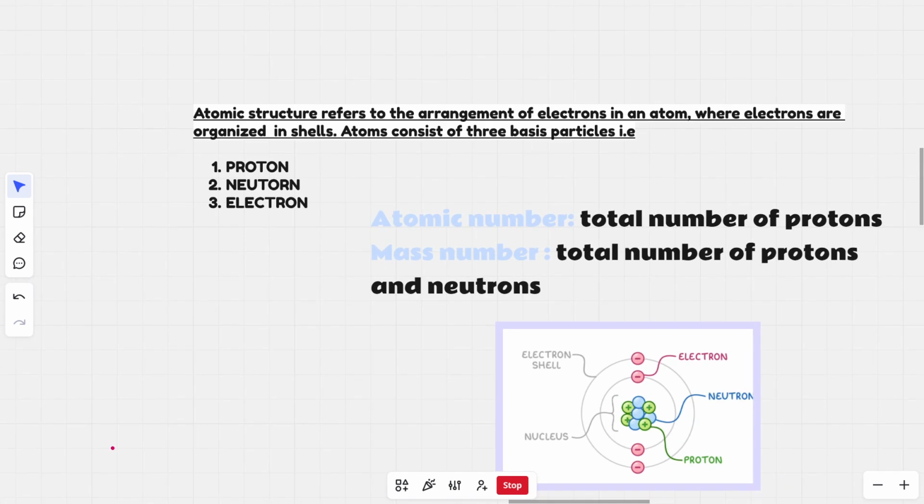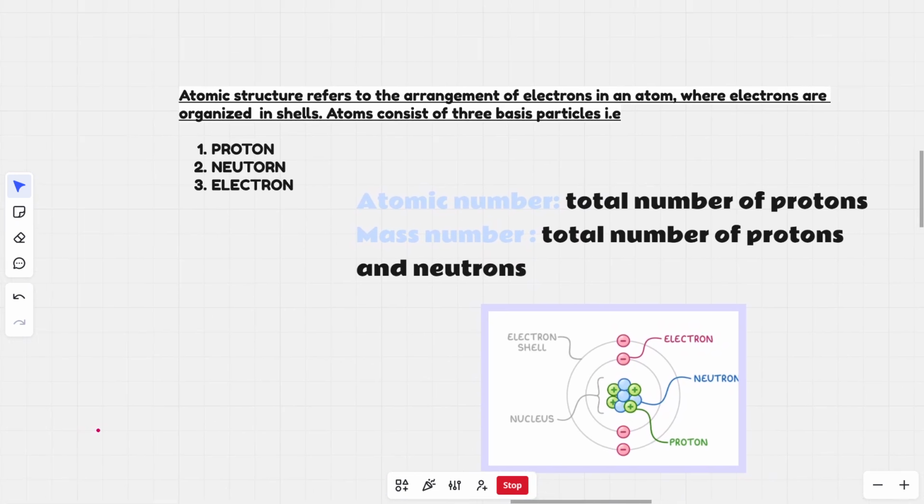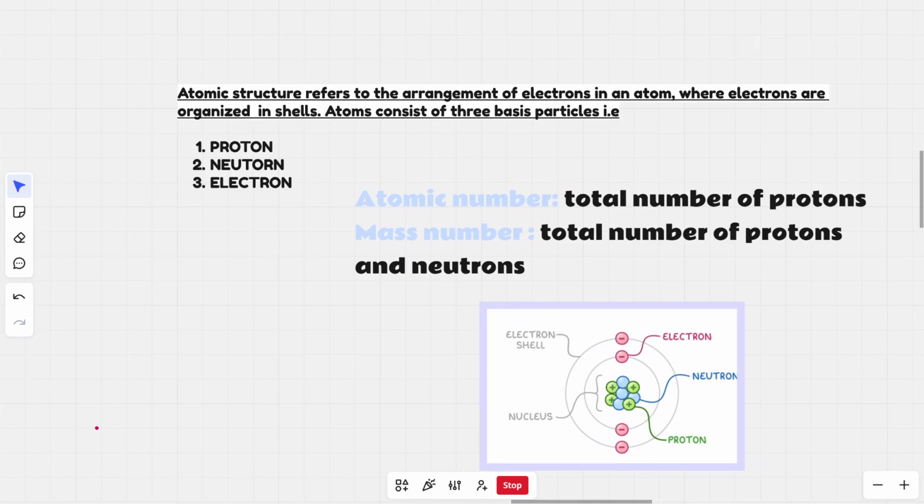What is basically an atomic structure? What do you think it can be? Atomic structure refers to the arrangement of electrons in an atom, where electrons are organized in shells. Atoms consist of three basic particles, that is proton, neutron and electron. Okay, so what do you think it can be?